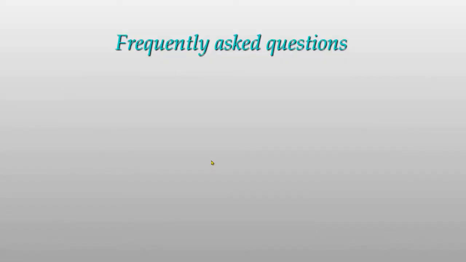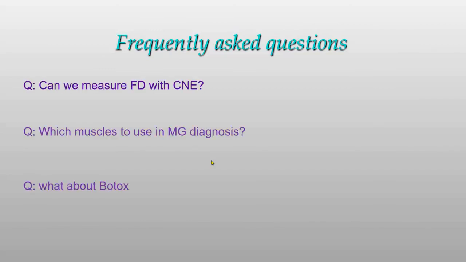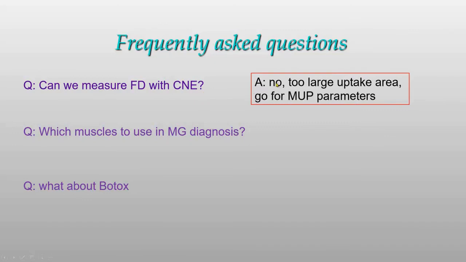Then we have a few questions that are frequently asked. A short video like this does not cover all the aspects of CNE jitter, and some of the questions can be: can we measure fiber density with CNE? I said already from the beginning that is not possible, because that has a completely different uptake area compared to the single fiber electrode for which the fiber density is defined. So here we rather rely on multi-unit potential parameters.